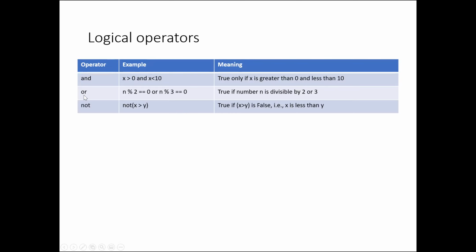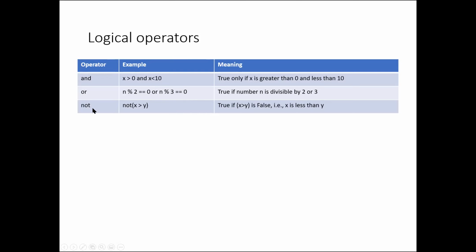Next, the OR operator. Basically, if one of these expressions is true, then the whole expression becomes true. Here, if you remember the modulus, which means the remainder, we check whether when the number is divided by 2, the remainder is 0. That means the number is divisible by 2. Next one, number modulo 3, we are checking whether the remainder is equal to 0. That means we are checking whether the number is divisible by 3. When you say OR in between, it means the number n is divisible by 2 or 3.